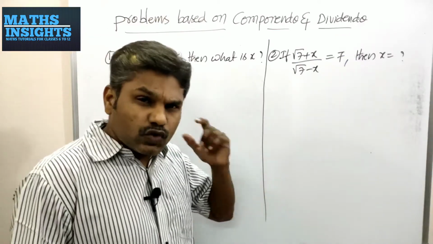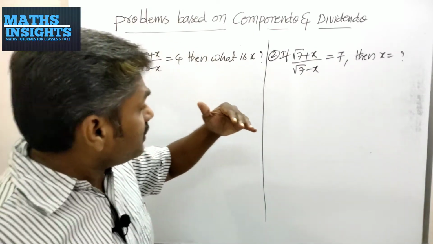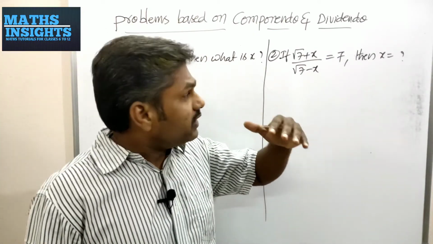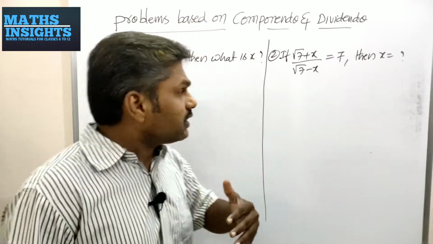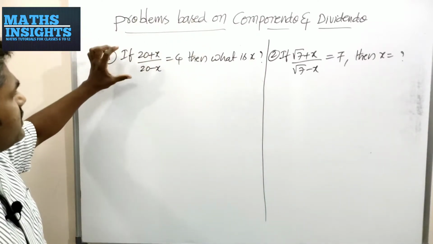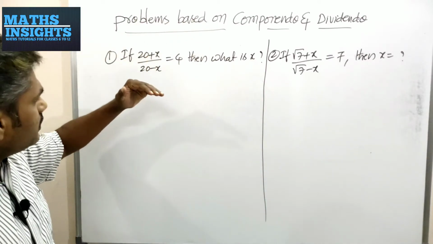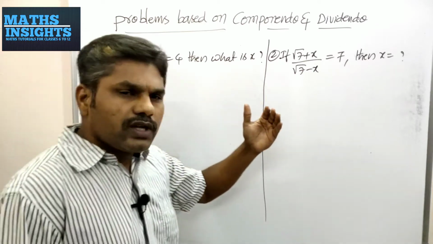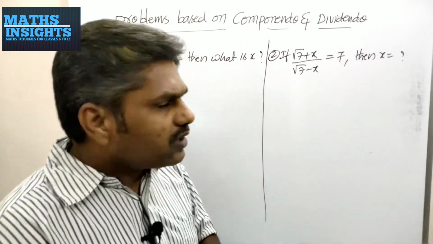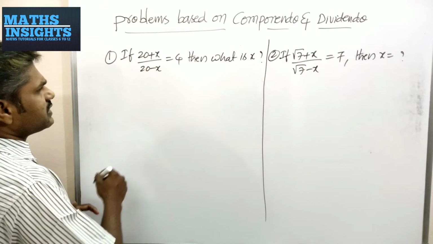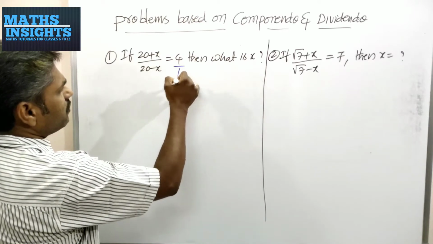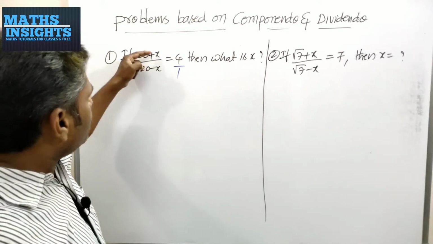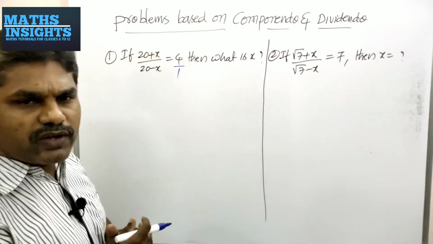I am taking two problems first, based on the concepts of componendo and dividendo which we discussed now. The first problem: if (20 plus x) by (20 minus x) equals 4, they are asking for the value of x. In this case, you may write 1 here, which means the ratio is 4 by 1.